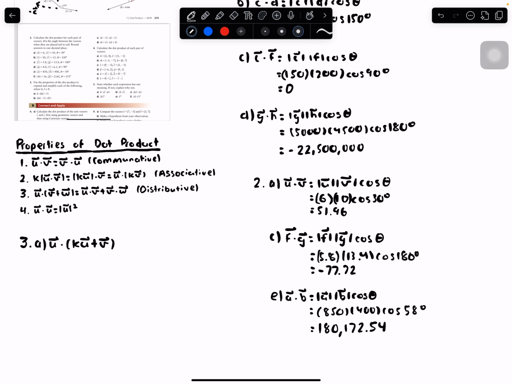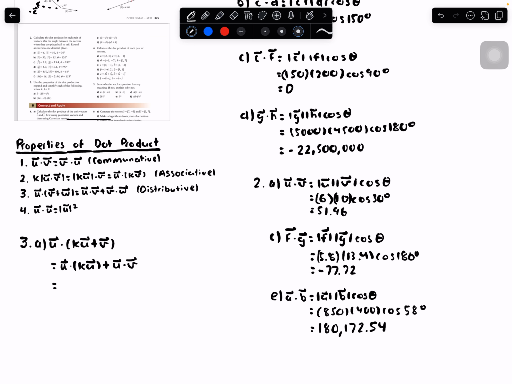We can use 3, the distributive property here. I guess we should also use the associative property alongside of it. So in combination we have u dot ku plus u dot v. Seems about right.